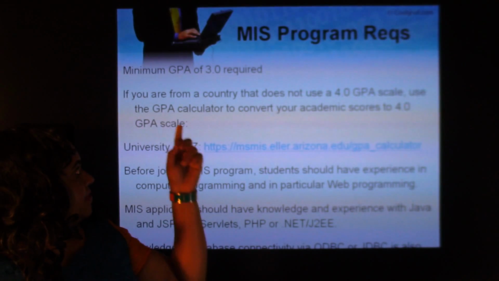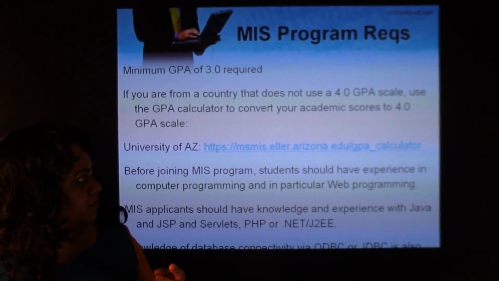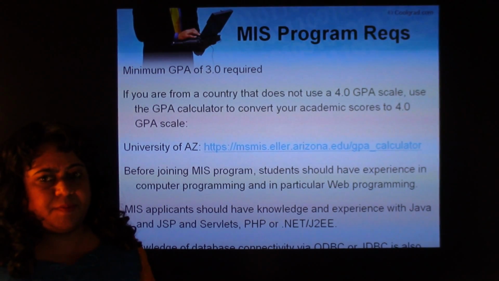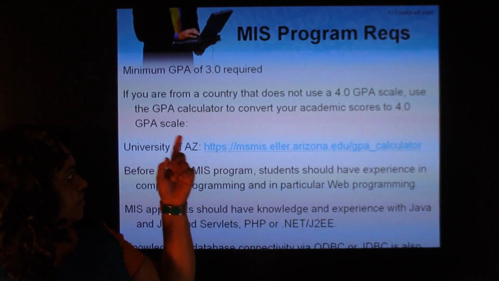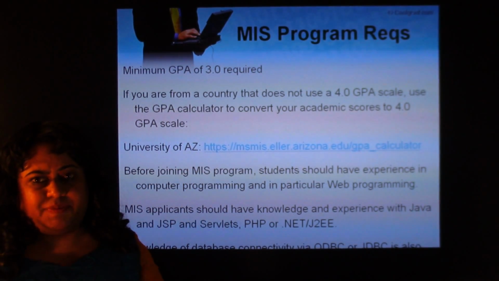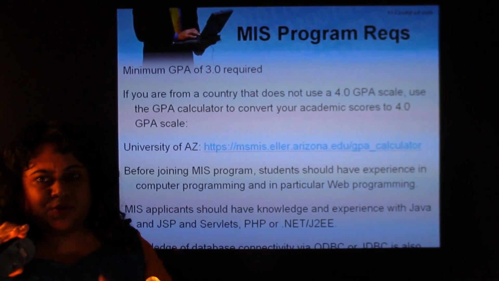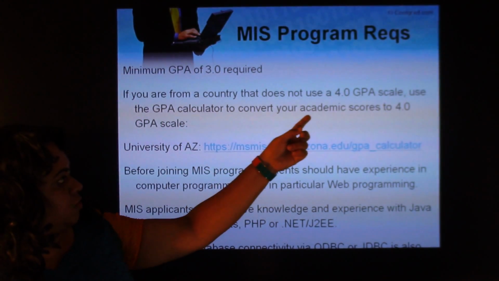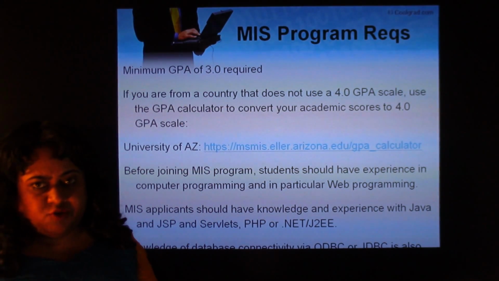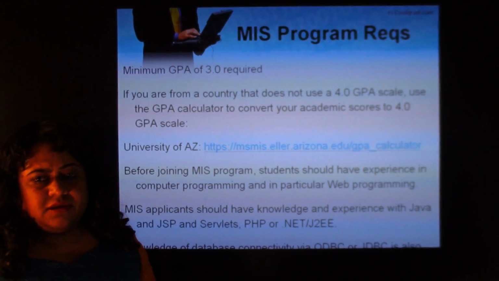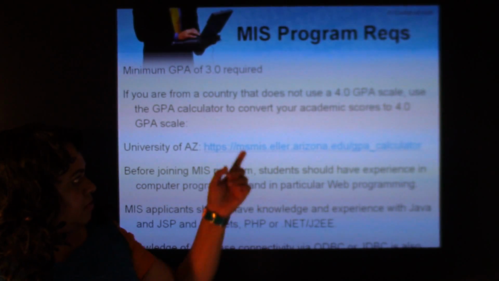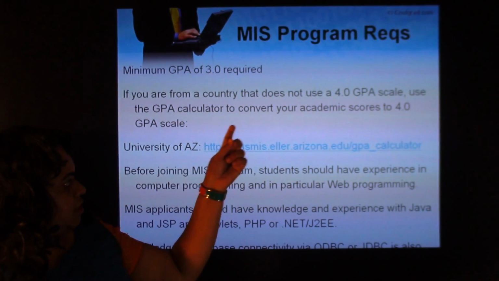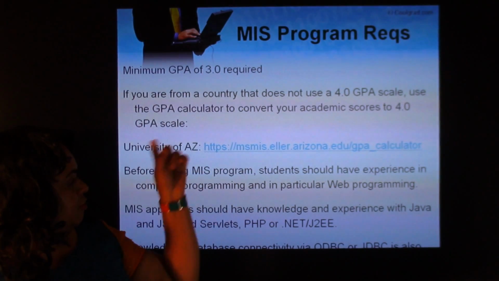MIS program requirements. Usually to graduate, you would need a minimum 3.0 GPA. That's minimum of B grades in all the courses. Or sometimes you can have a cumulative GPA of 3.0. So you get a 1A and 1C, averages out to a B. Even for admission, usually you need at least a B grade. In some countries where they don't use a 4.0 GPA scale, use the GPA calculator to convert your academic scores to 4.0 GPA scale.